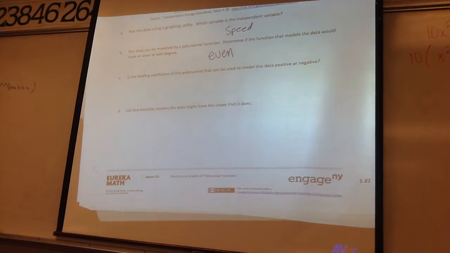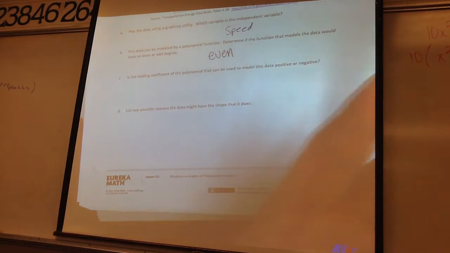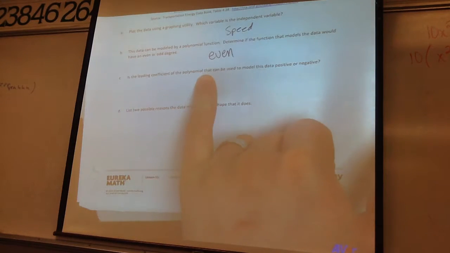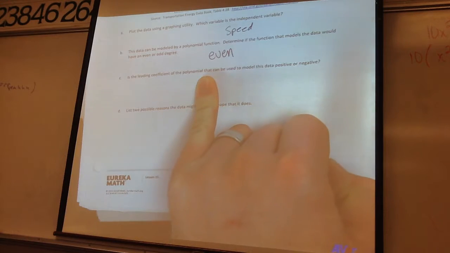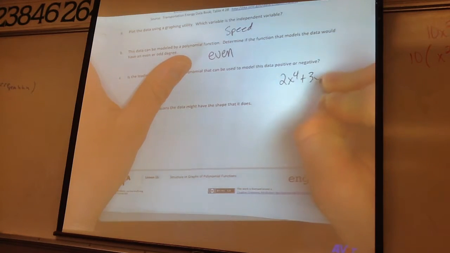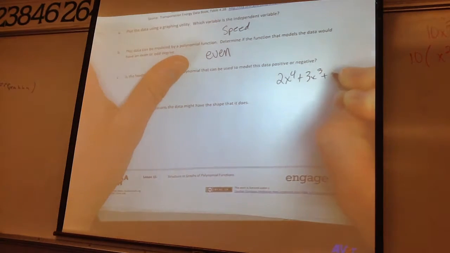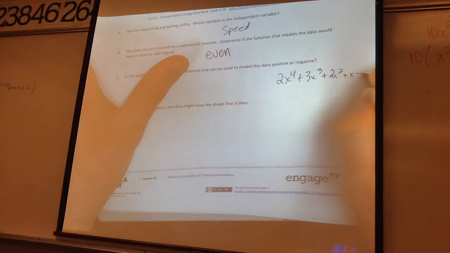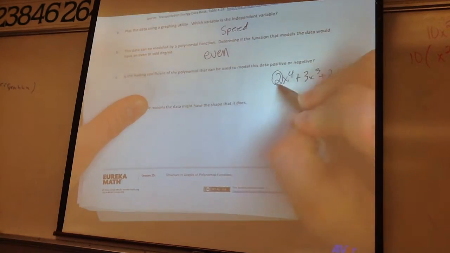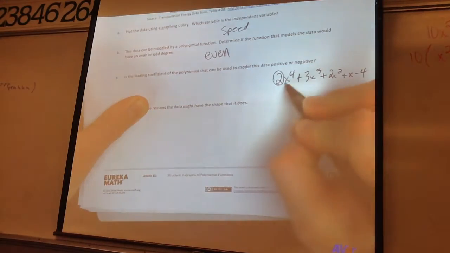Is the leading coefficient, let's stop there to think about what that means. The leading coefficient of the polynomial, what is that talking about? Isn't that the number in front of the very front of the polynomial? Like if it was 2x to the fourth plus 3x to the third plus 2x squared plus x minus 4, or something I just made up. It's that 2. It's the very front number. Leading coefficient's the number in front of the variable.